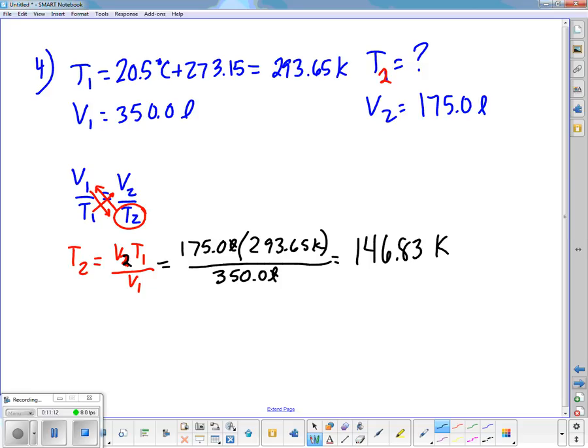And since it's in Celsius, what do we have to do to get to Celsius? Subtract 273.15, and we end up with about negative 126 degrees Celsius, right?